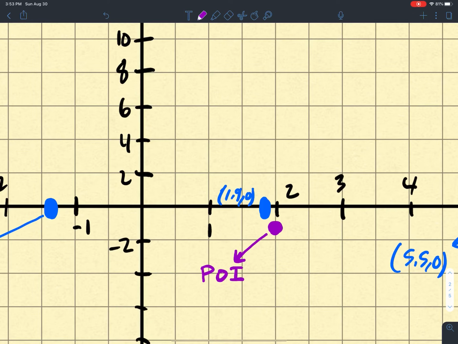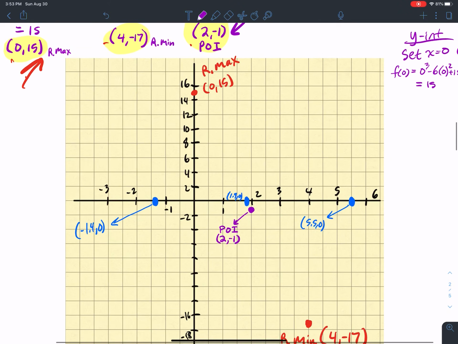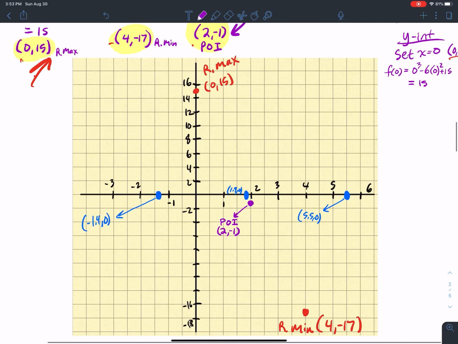Point of inflection, 2, -1, right there. Okay. So very important that you label them so I know what's what. So label your relative max, your relative min, your points of inflection. Intercepts are okay, unless that intercept happens to be a relative max, min, or point of inflection, right?